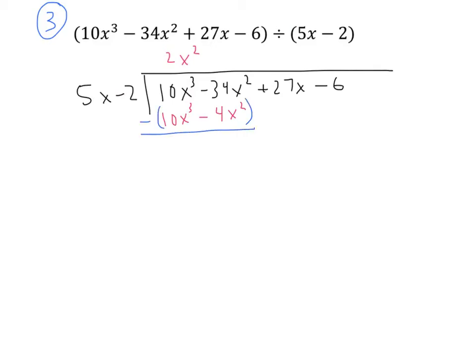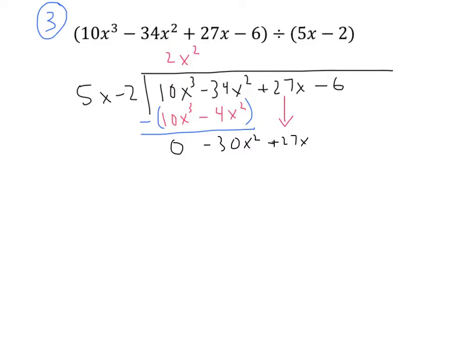All right, so let's think. 10x cubed minus 10x cubed, that's going to be 0. All right, and then this second part here, negative 34x squared minus negative 4x squared. Well, subtracting minus 4x squared, that's the same thing as adding 4x squared. So negative 34x squared plus 4x squared, that's going to be negative 30x squared. Okay, and just like with regular long division, we're going to bring the next part down. So this would be plus 27x here.